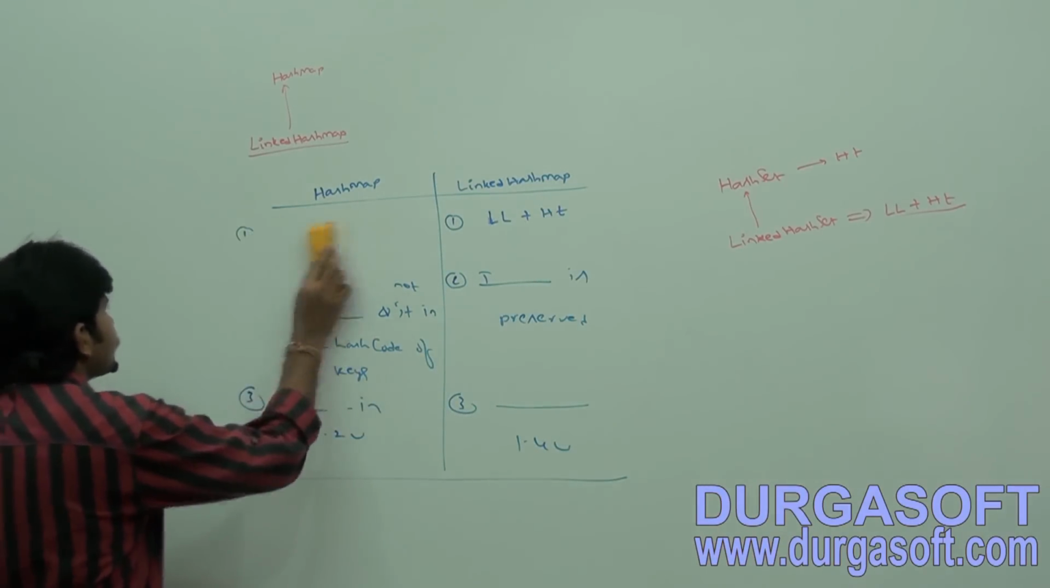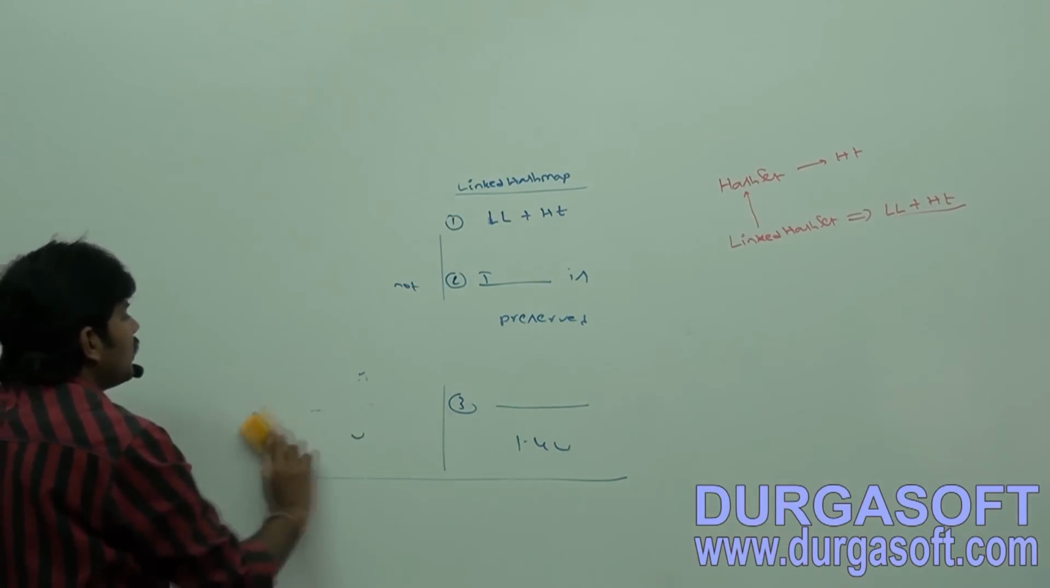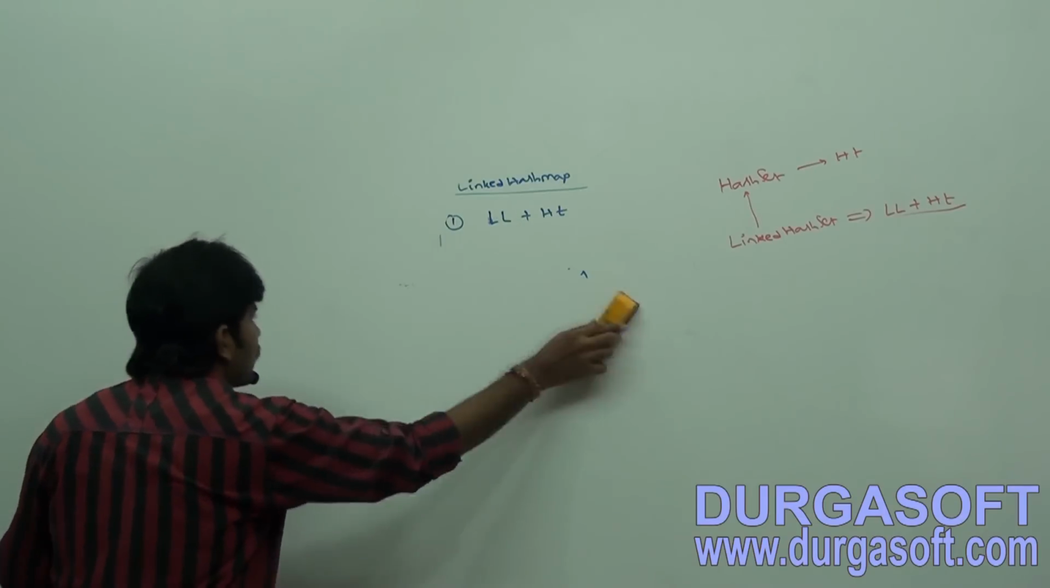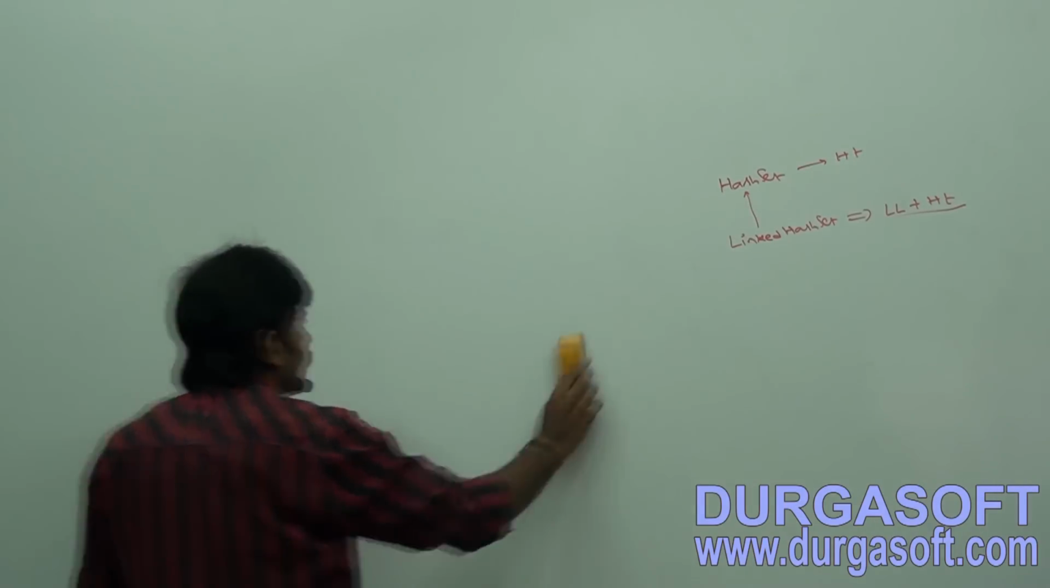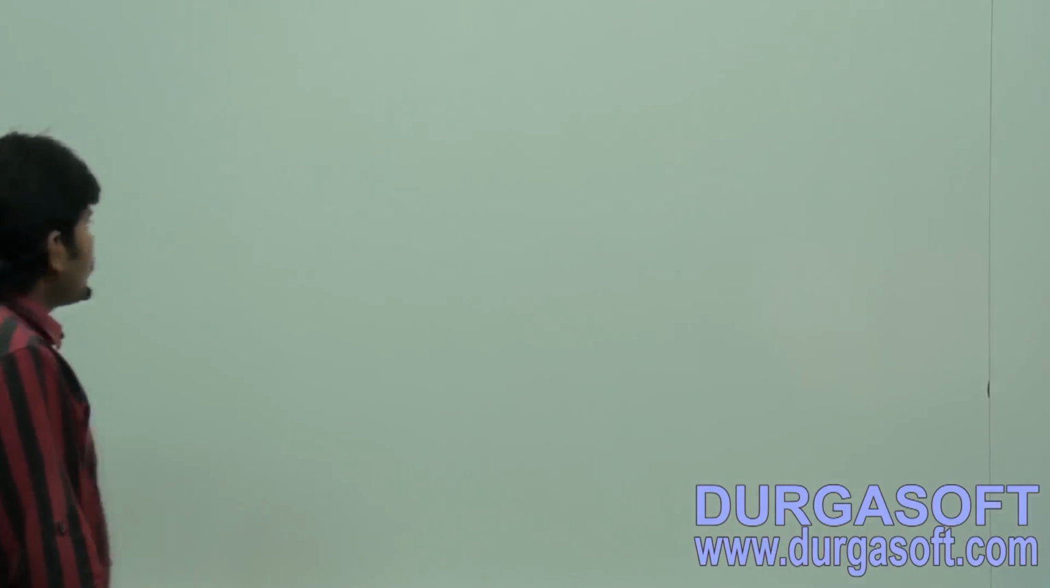LinkedHashSet and LinkedHashMap are commonly used for developing cache based applications. That's all. Are you able to understand the conclusion, right?